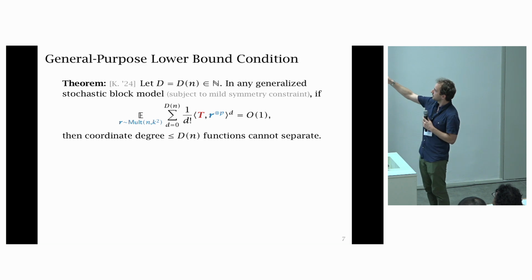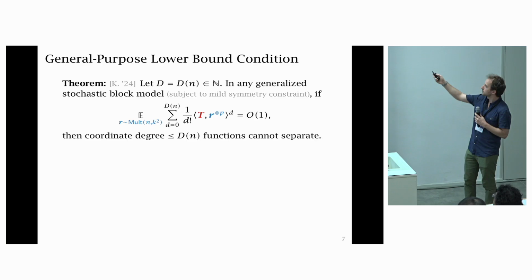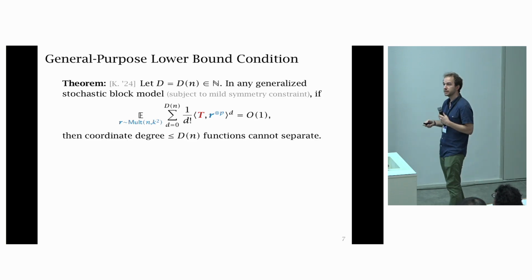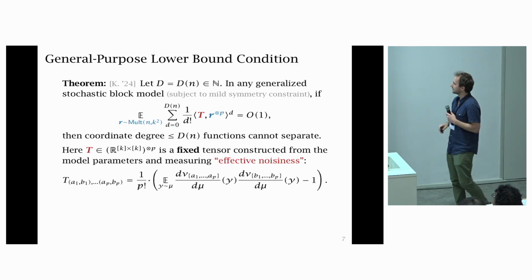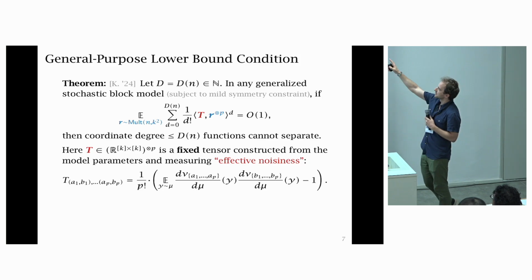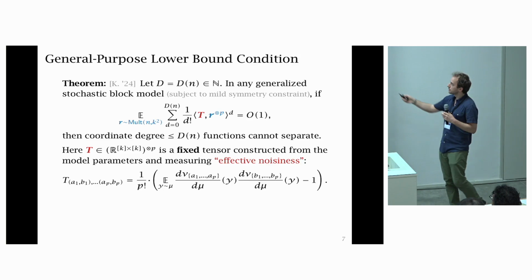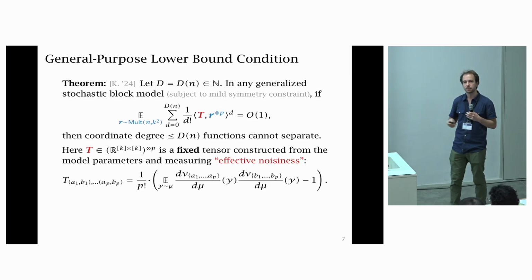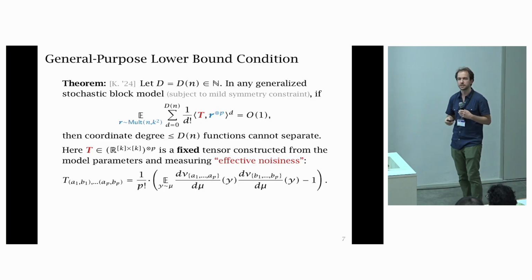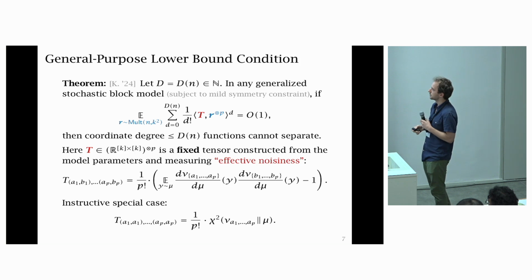There is some kind of expectation over a multinomial random vector. There's some sort of scalar random variable, and we say if this is bounded, then we have this kind of lower bound. So now you don't read even more than before. This T is some tensor, some object of fixed size. It involves these parameters of the model, these measures, and it somehow summarizes the effective noisiness or the amount of signal carried by the model. It's kind of like the role that A minus B played before.